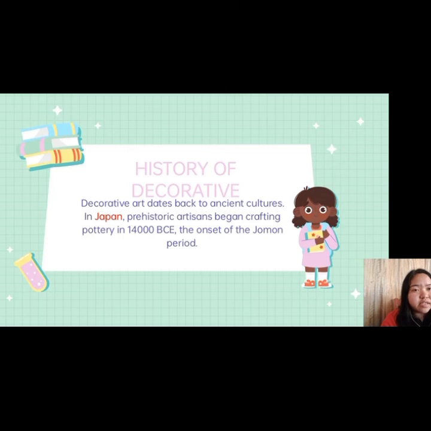Decorative art dates back to ancient cultures in Japan. Prehistoric artisans began crafting pottery in 14,000 BCE, the onset or the start of the Jomon period. So, the start of the Jomon period is also the start of decorative art in Japan. Decorative art, on the other hand, is limited by its decorative function. Next slide.